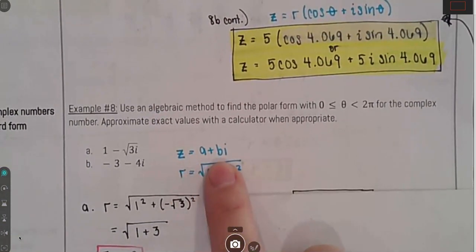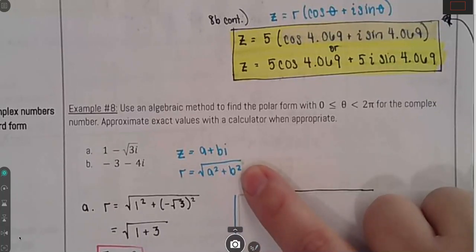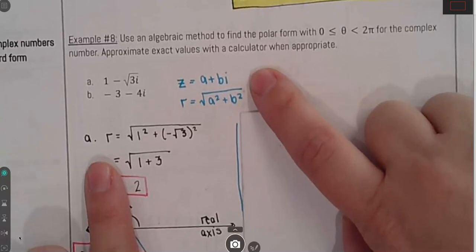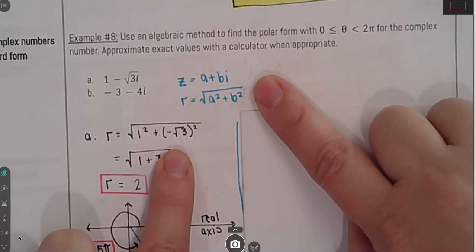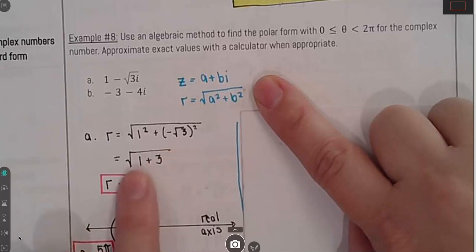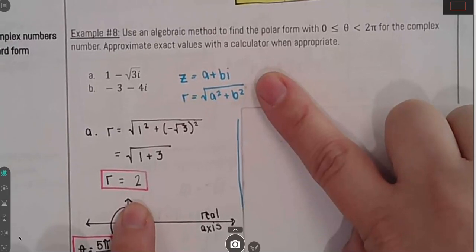So z is a plus bi. That means that a is 1 and b is negative root 3. And I know that r is the square root of a squared plus b squared. Using this information, I can find r. So I plug in 1 for a, negative root 3 for b, plug it in and solve, I get r equals 2. Good so far?